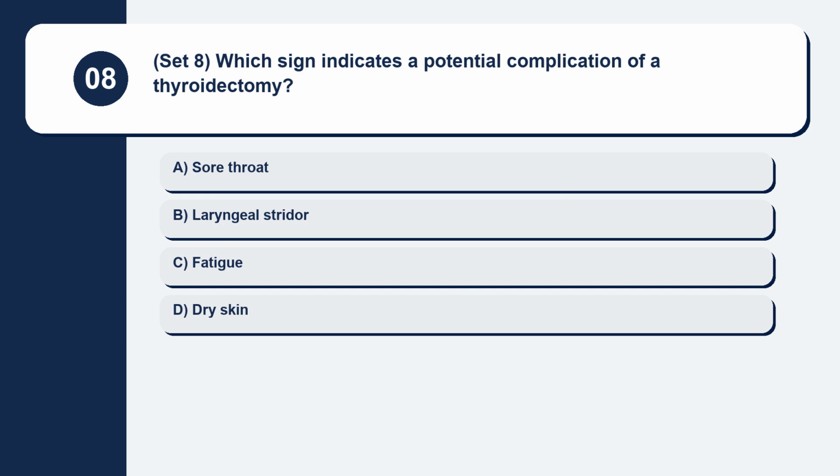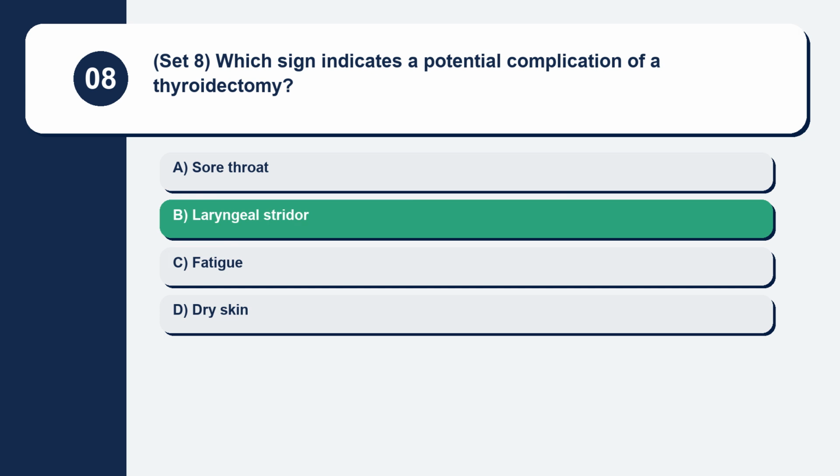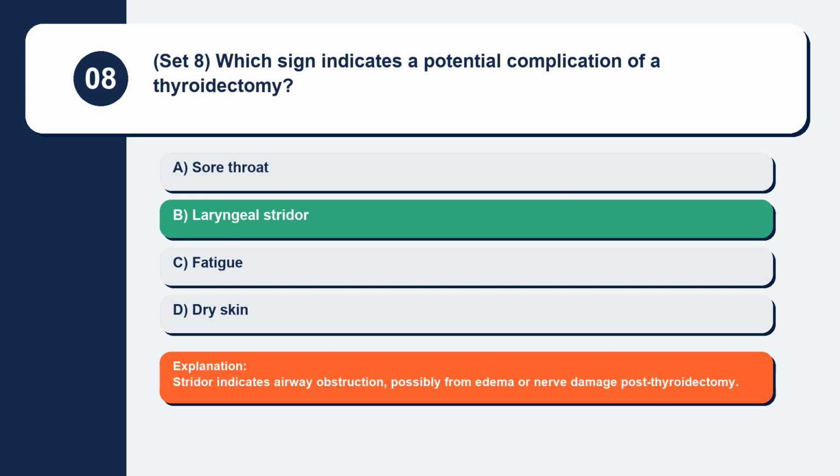Question 8, Set 8. Which sign indicates a potential complication of a thyroidectomy? Sore throat, laryngeal stridor, fatigue, dry skin. Stridor indicates airway obstruction, possibly from edema or nerve damage post-thyroidectomy.